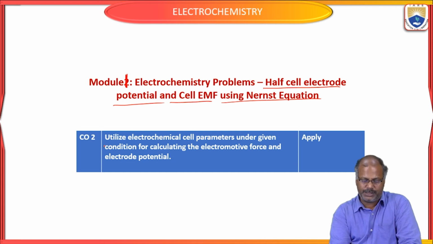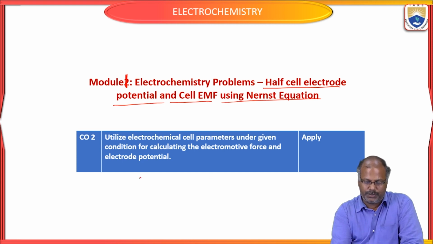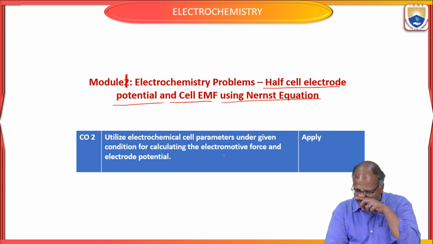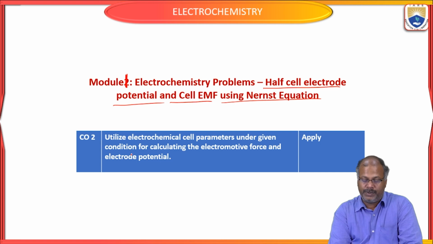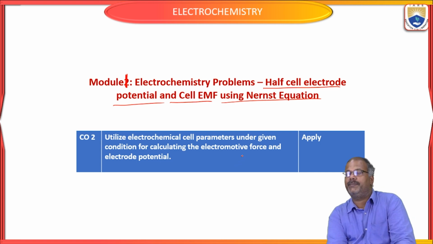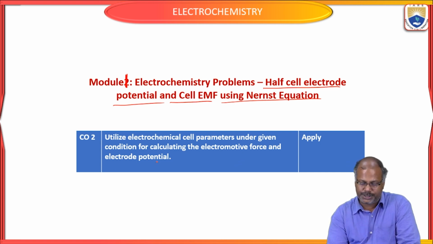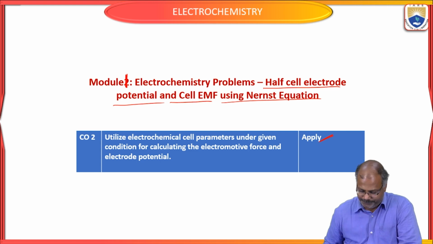So this is the course outcome. Module 1: utilize electrochemical cell parameters under given conditions for calculating the EMF and electrode potential. Apply is the Bloom's taxonomy.